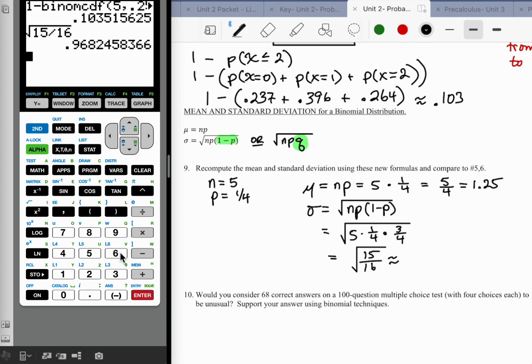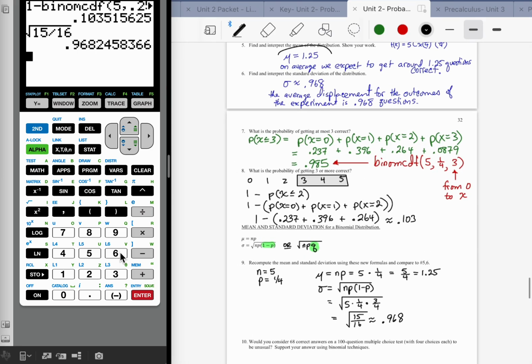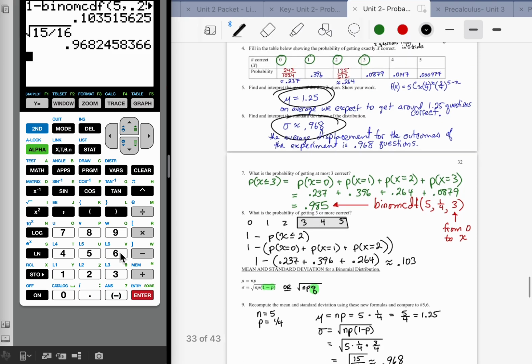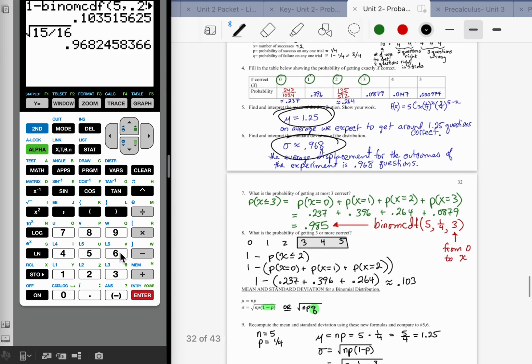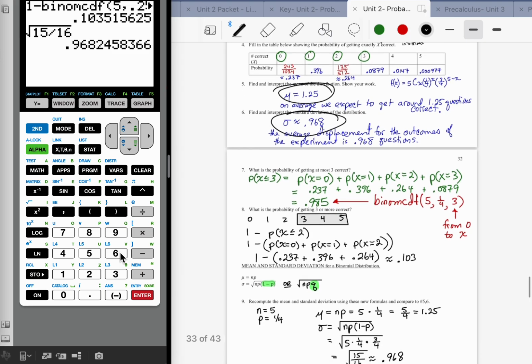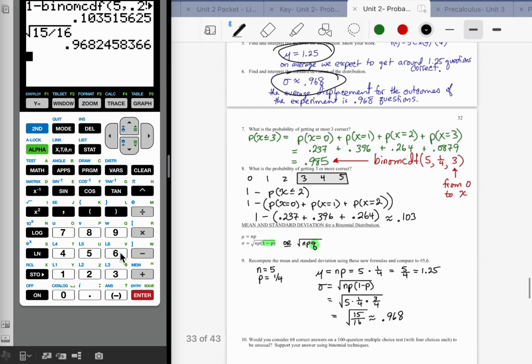No need to rationalize denominators or anything like that. 0.968. All right. And those are the values that we came up with when we created the probability distribution from the table that we generated using the binomial theorem. We used the calculator to come up with the mean and standard deviation, 1.25, 0.968.